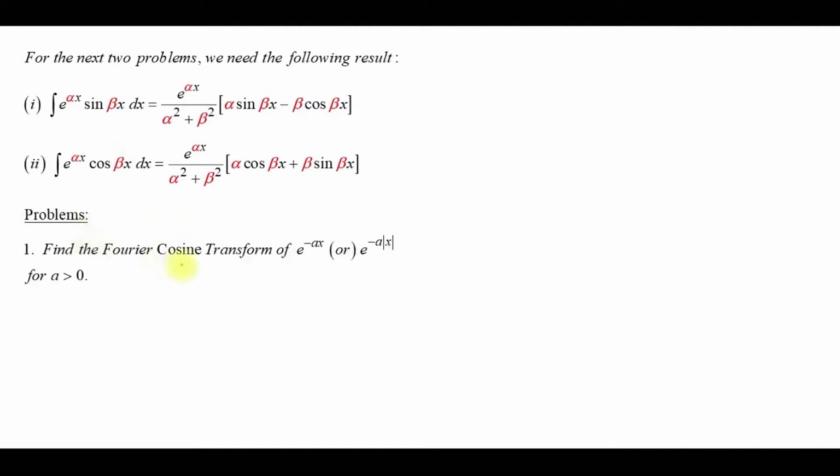Problems. Find the Fourier cosine transform of e power minus ax or e power minus a into mod x for a greater than 0. So note that cosine transform, what is the limit for cosine transform? 0 to infinity. In 0 to infinity, mod x equal to what? x. So both are same, e power minus ax and e power minus a into mod x. Both are same in which limits? 0 to infinity, because 0 to infinity is a positive limit. Therefore, x equal to mod x.